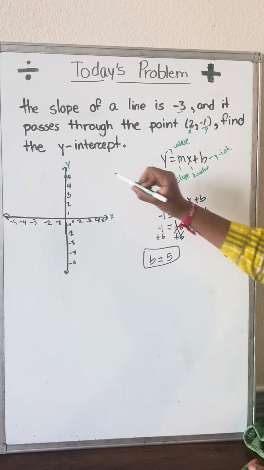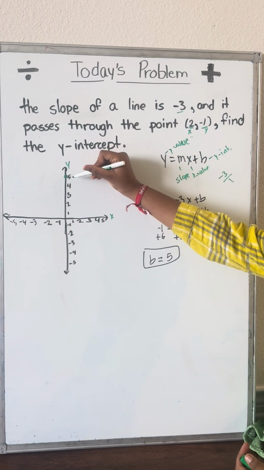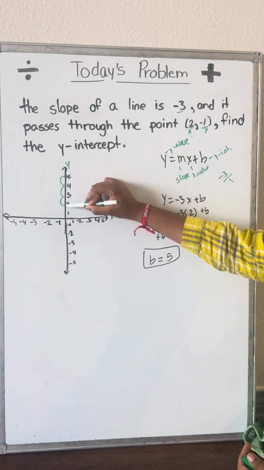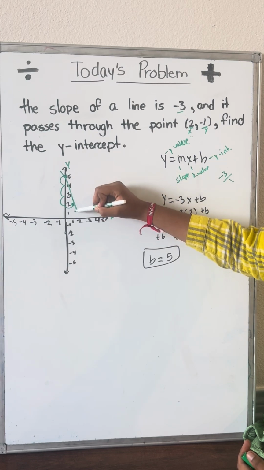The slope is -3, so we would have to do rise over run. If there's just a plain number, it's automatically over 1. So -3: 1, 2, 3, over 1. So this is our line for this graph.